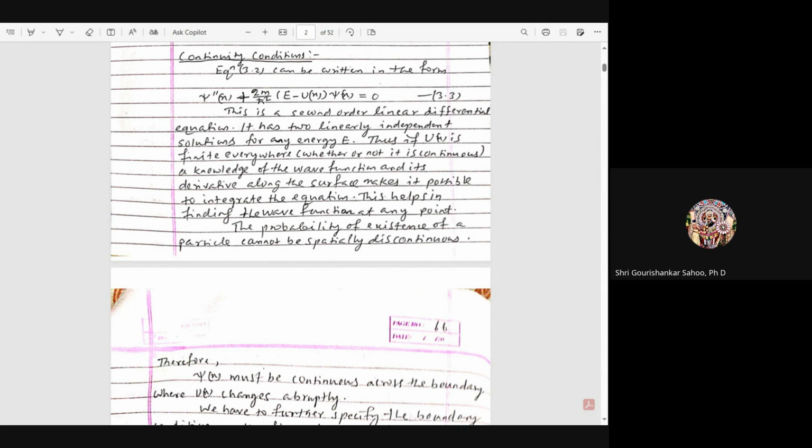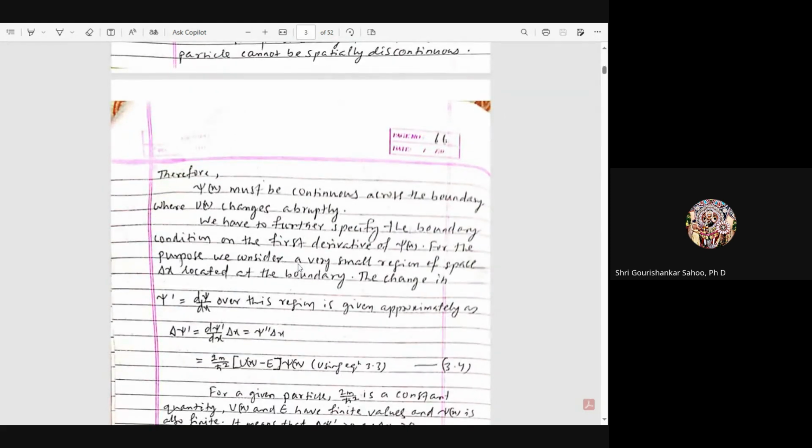is a second order linear differential equation. It has two linearly independent solutions for any energy E. Thus, if U is finite everywhere, whether or not it is continuous, a knowledge of the wave function and its derivative along the surface makes it possible to integrate the equation. This helps in finding the wave function at any point. And the probability of existence of a particle cannot be partially discontinuous. Therefore, psi must be continuous across the boundary where U changes abruptly.